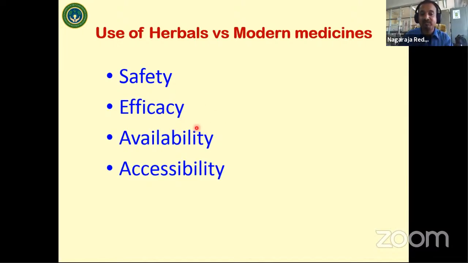So you can see the effectiveness of certain herbal drugs over modern medicine. And most important is availability. They are available everywhere, in every nook and corner, so it is accessible to everyone. These are the four features that make herbals more preferred over modern medicines.